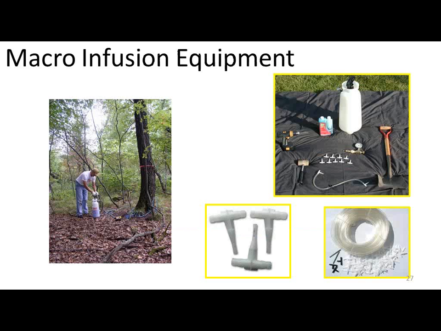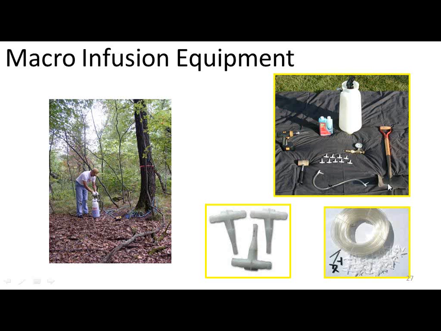Here's some of the tools with macro-infusion. You can see that typically there is some type of a tank system for mixing up the water and the fungicide, and then you have a series of injection tees that you'll put in. 1.5 to 2 tees per inch of DBH is the common recommendation for the number of tees, and you'll space those injection sites 4 to 6 inches around the base of the tree when doing macro-infusion.